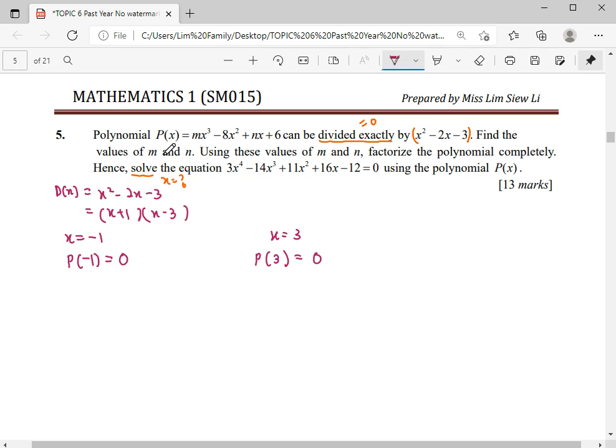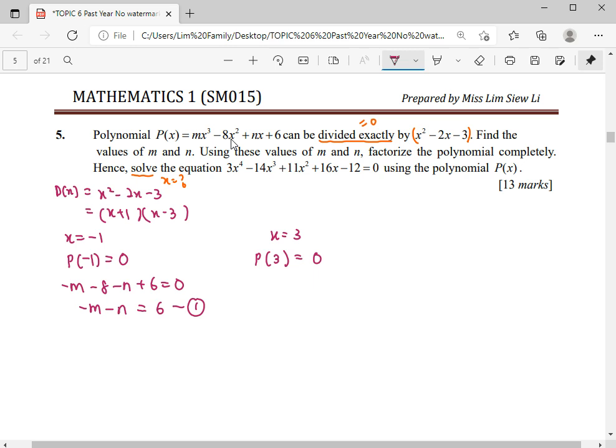So from here, we find these two unknowns. We have two unknowns and two pieces of information. Substitute the negative 1 inside our polynomial here. Negative m here will equal negative 8, then minus n plus 6 equals 0. So from here, negative n will equal 6. That will be our first equation.